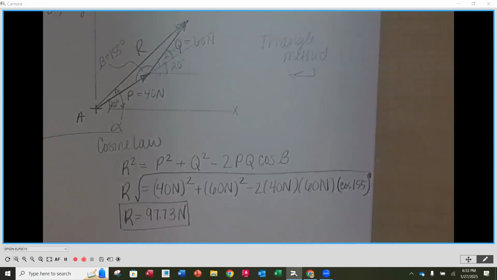Now, since this is the magnitude of the resultant, we would put a box around that answer because that's one of them that it's asking for, okay? I'll let everybody get a chance. Make sure that you get that number. Kind of confirms doing it on your calculator, right?